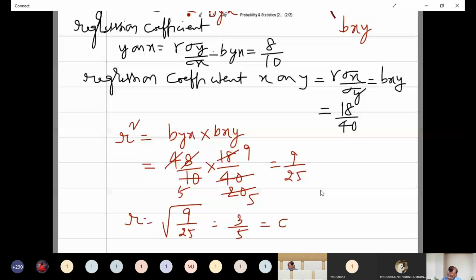Here we have two values, but when you are going to take root, then the result is plus or minus 0.6. Here we have to observe that both the regression coefficients are positive, then correlation coefficient is positive. Or both are negative, depending on the situation of the problem that we have to discuss, right?